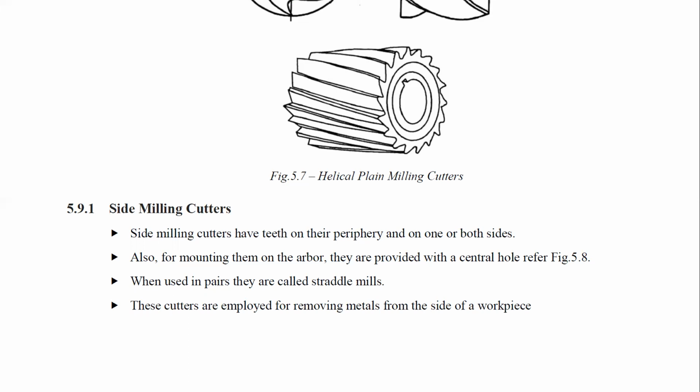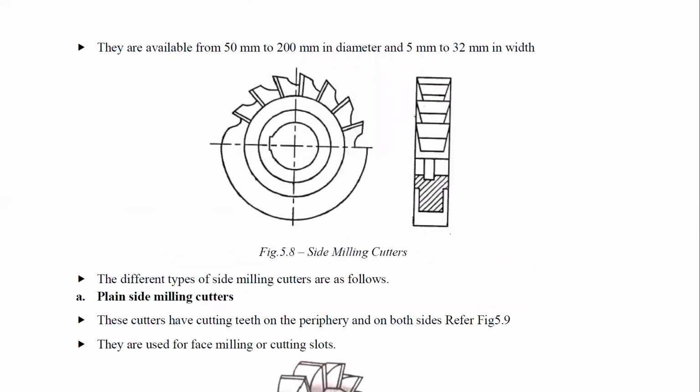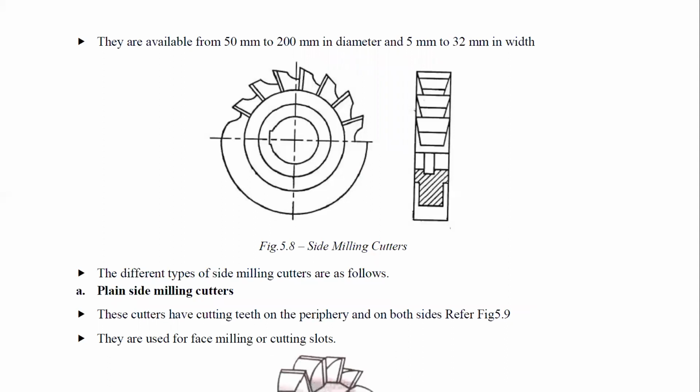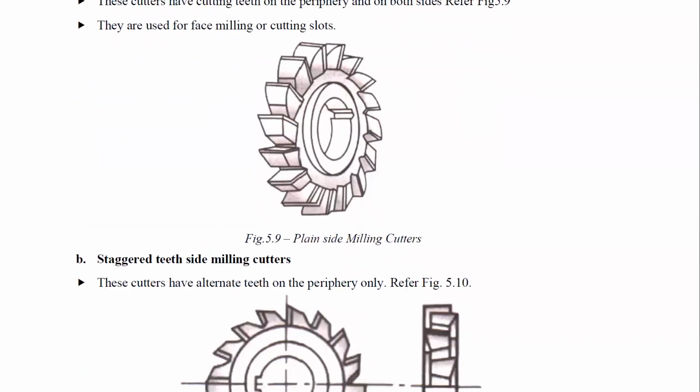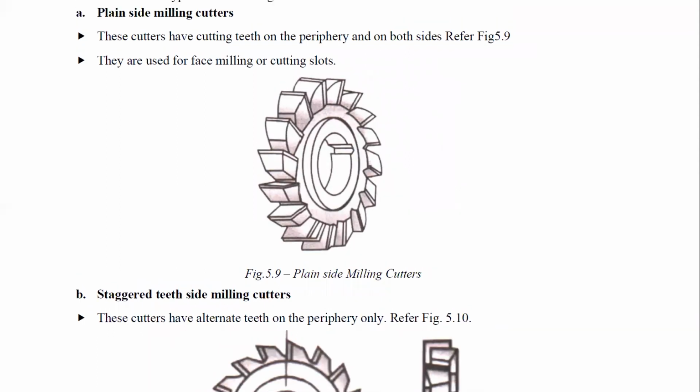These cutters are employed for removing metal from the side of the workpiece. They are available from 50 mm to 200 mm in diameter, 5 mm to 32 mm in width. Different types of side milling cutters are: first one is the plain side milling cutter. These cutters have cutting teeth on the periphery and on both sides. They are used for face milling or cutting slots.